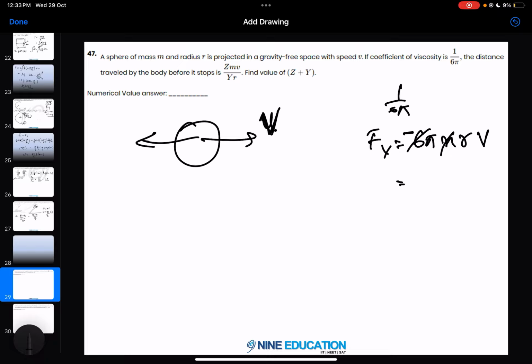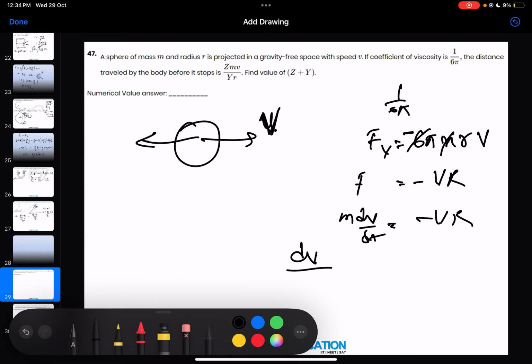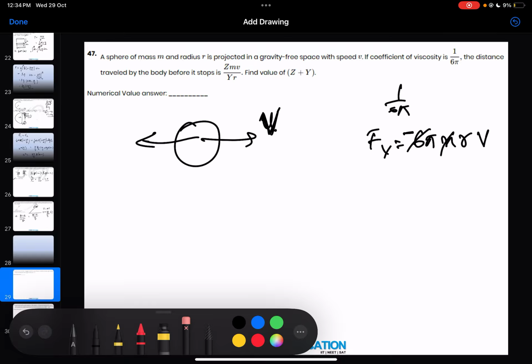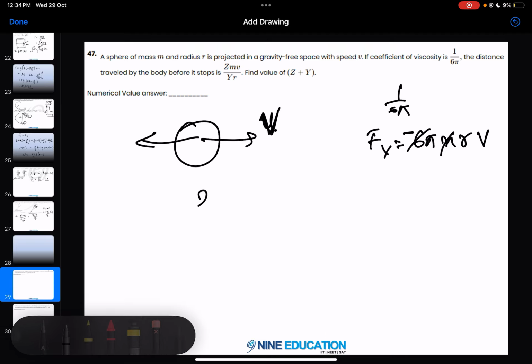Now we will simply write force equal to minus v r. Force is m a, so m dv by dt equals minus v r. We need displacement, and if we need displacement, we need not calculate velocity, we can directly calculate the x coordinate.